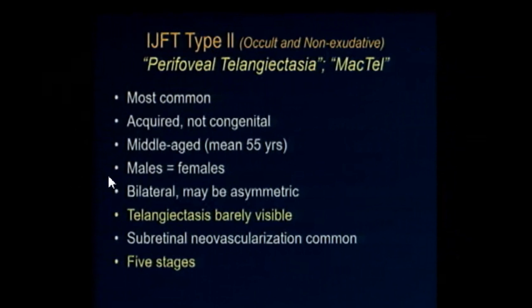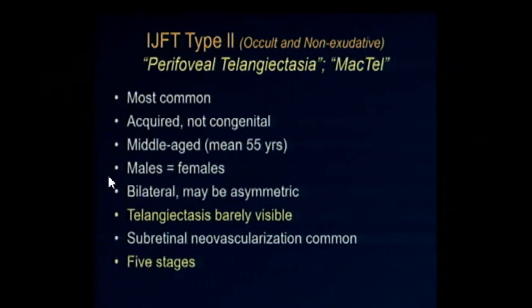Type 2 is what you guys are going to see most and what you guys are going to miss the most. And I'm going to insist a little bit on this. Now, recently, we called it just MACTEL or MACTEL 2, okay? And Lawrence Yannuzzi decided, instead of calling it idiopathic juxtafoveolar telangiectasia type 2, to call it perifoveal telangiectasia, in contrast to aneurysmal telangiectasia. It's the most common.